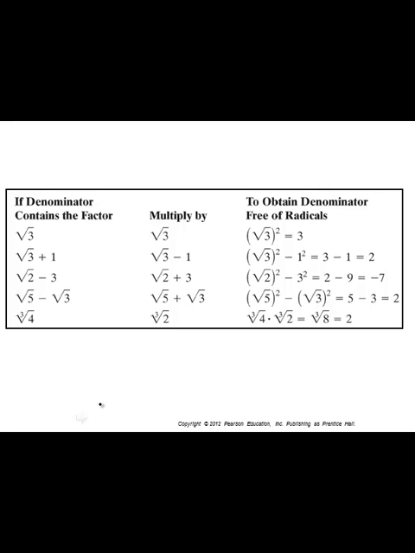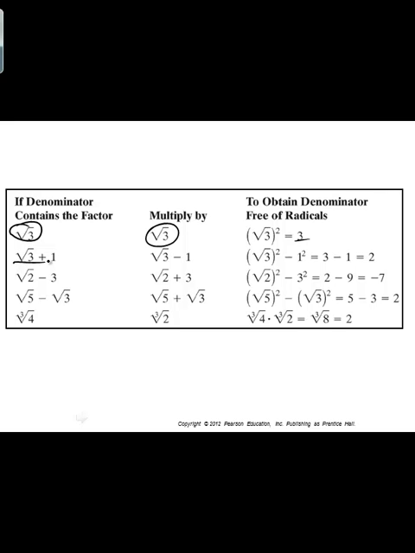Now, how do we do that? Well, it depends on what's in the denominator. If you just have a square root or some other radical in the denominator, multiply by that same radical. If you have a square root in the denominator, multiply by that same square root, because the square root of some number times the square root of that number, you'll just have that number.